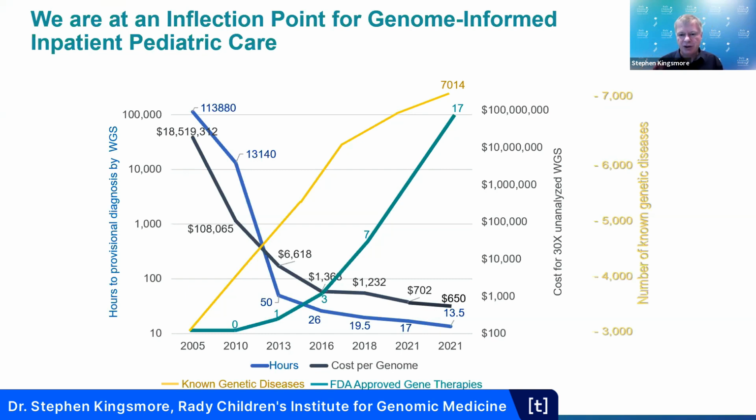The black line shows another key driver, which is that the cost of decoding a genome, this is in a research setting, this is not with all of the interpretation cost, has dropped to about $650.